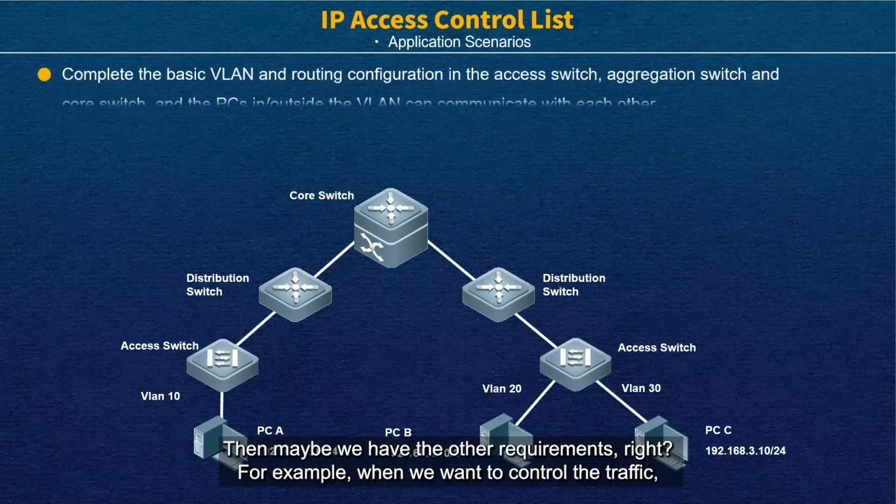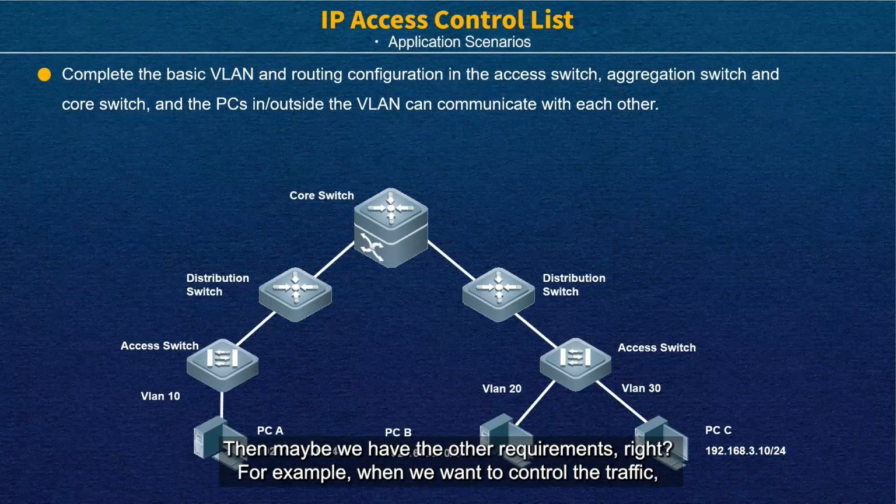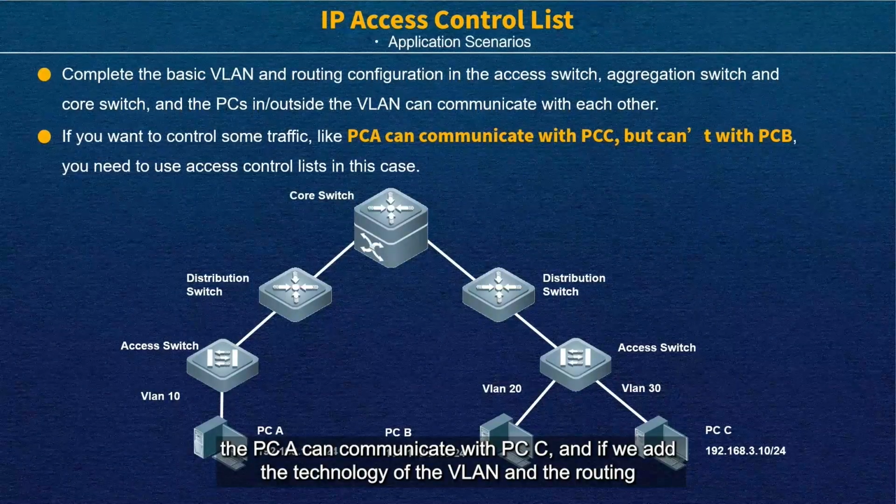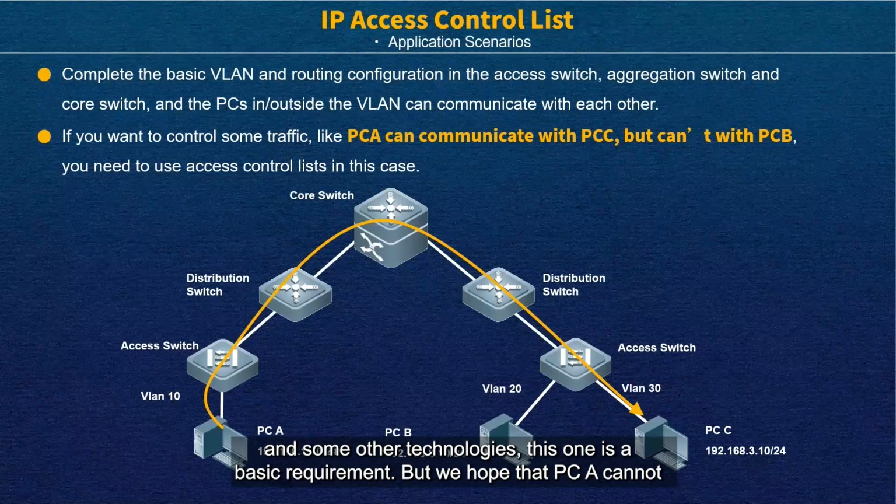Then maybe we have another requirement, right? For example, we want to control the traffic so that PCA can communicate with PCC. And if we add the technology of VLAN and routing and some of the other technologies, this one is a basic requirement.